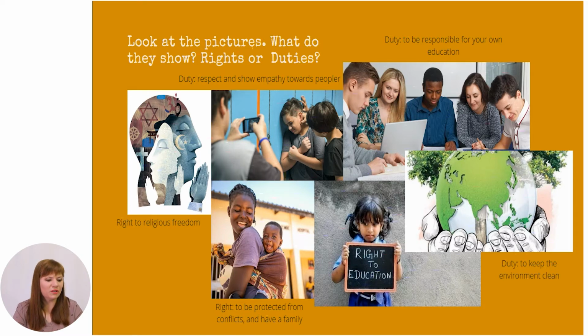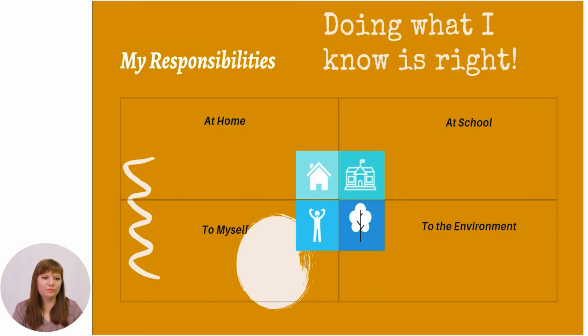So these are the pictures that represent rights or responsibilities. Now I would like you to look at the chart, and next, I suggest you fill in the table where we have to represent responsibilities in different places. These are at home, at school, to myself, and to the environment. You have a minute to think. What should they be?